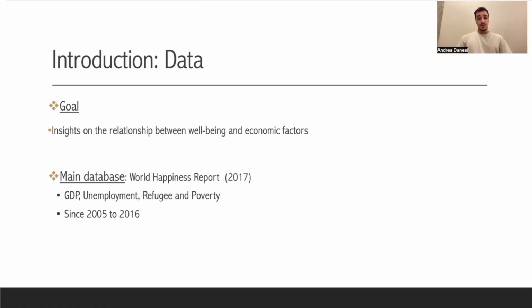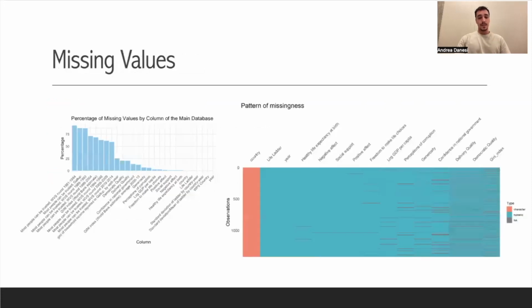And to do that, we took a main database from the World Happiness Report. And to do a complete research, we also took GDP, unemployment, refugee, and poverty databases with an interval of time from 2005 to 2016. The main part of our data cleaning was the missing values.